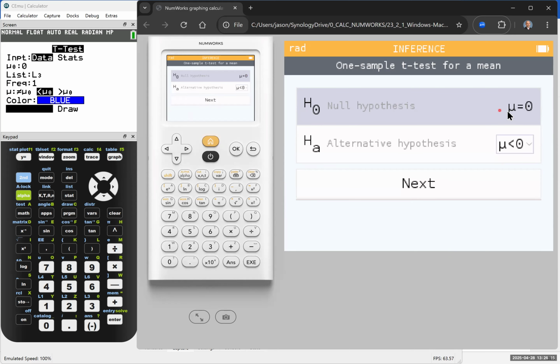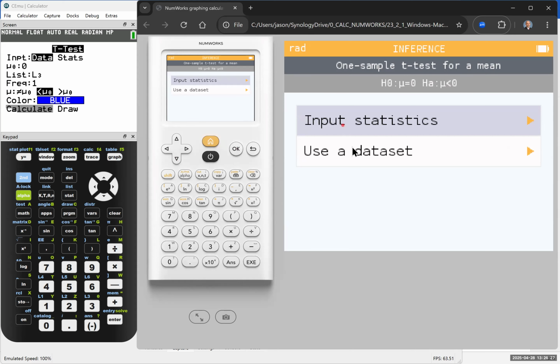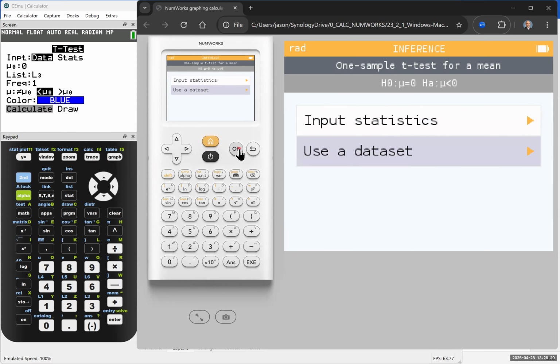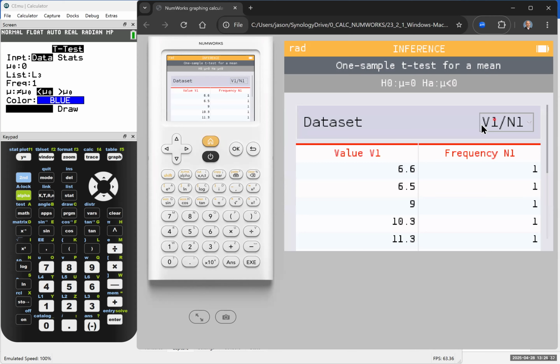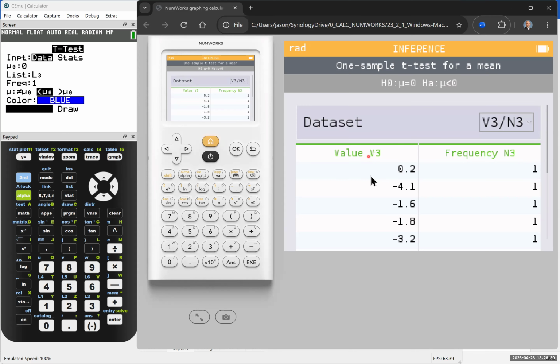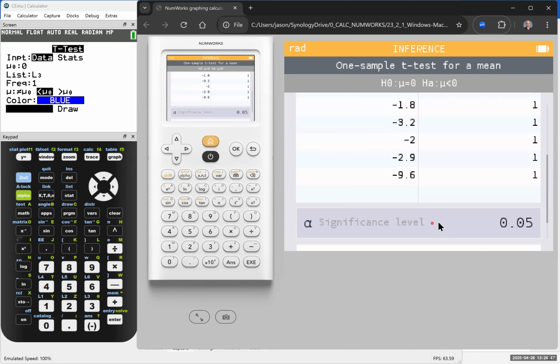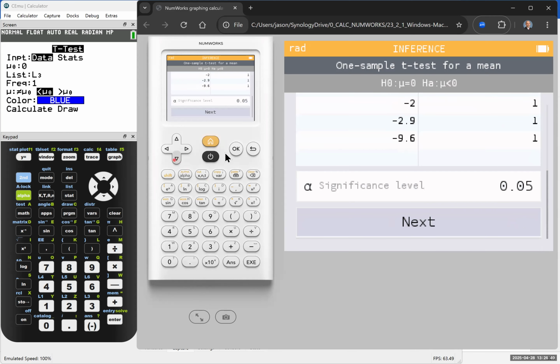All right, so the null is mu equals 0. The alternate is mu d, the mean of the differences, is less than 0. So that looks right. I'm going to input a data set. The data set I want is data set V3, which has my differences, and you can see them right here. To continue, I need to scroll all the way down to the bottom. Significance level was 0.05, and I'll click Next.